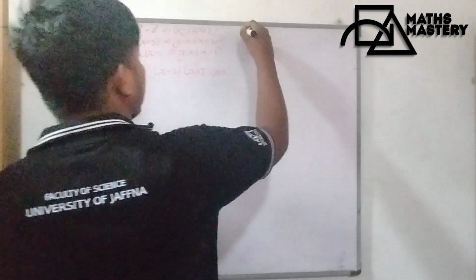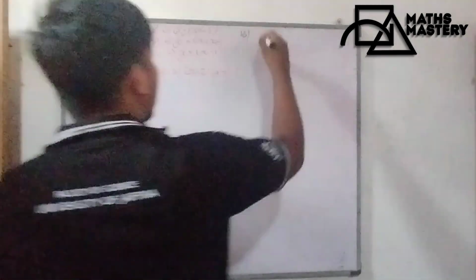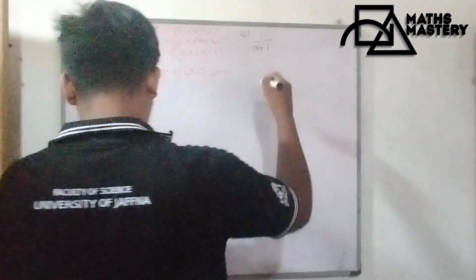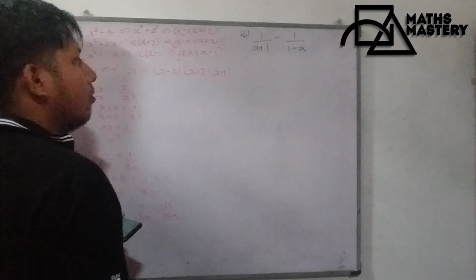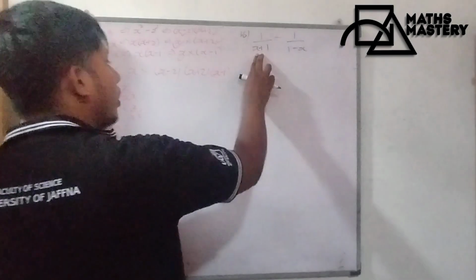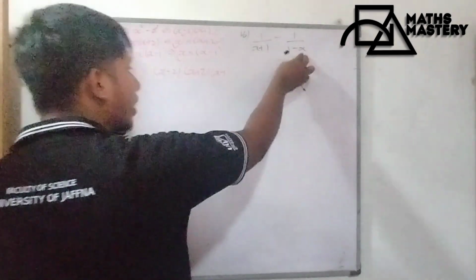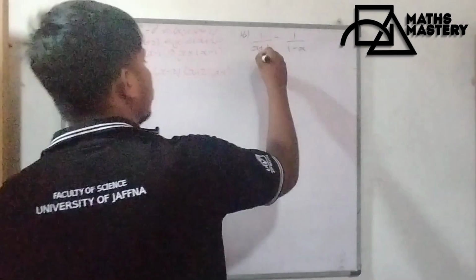Question number 16. 1 over x plus 1 minus 1 over 1 minus x. This is the question. Now you can clearly see, buddha, this denominator is not there here and this denominator is not there here. So what you are going to do?